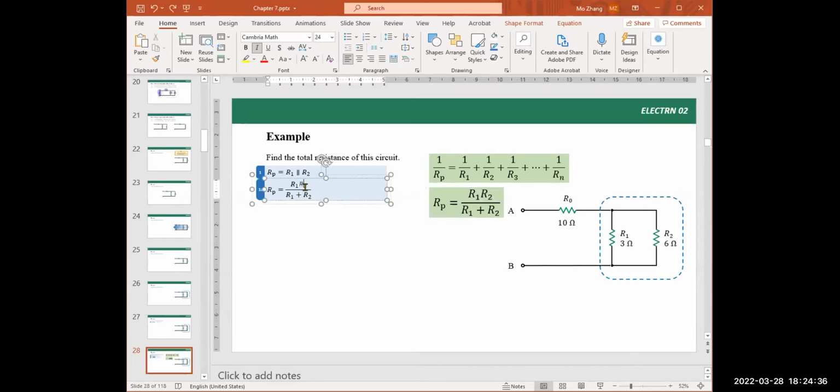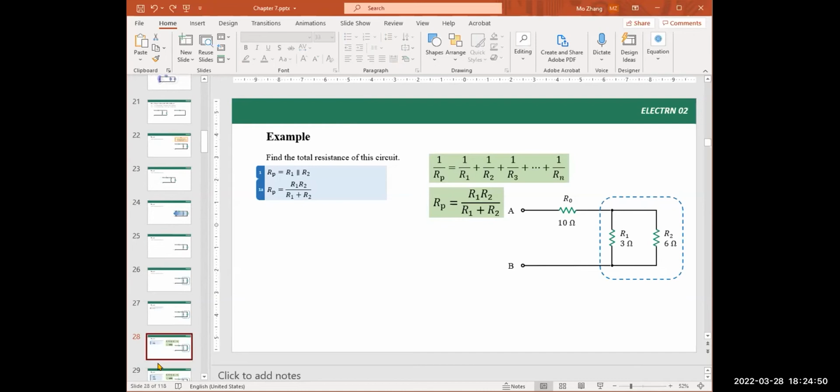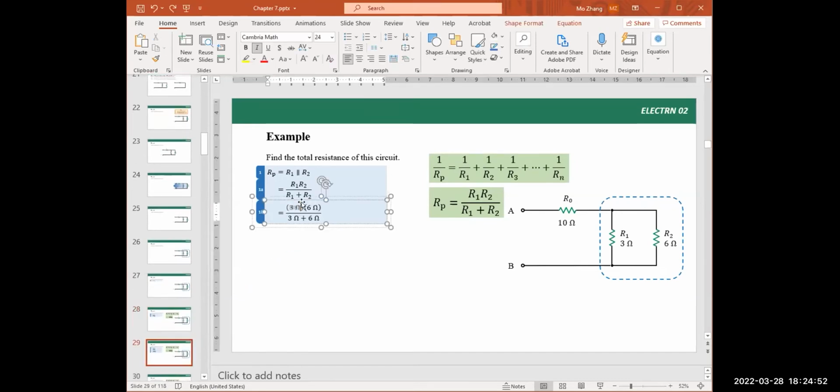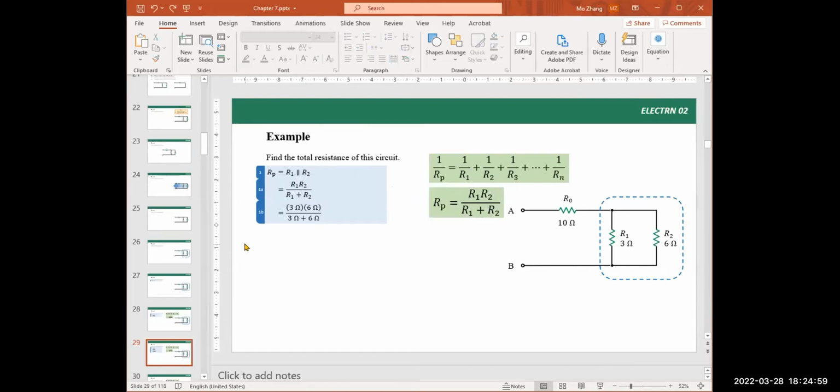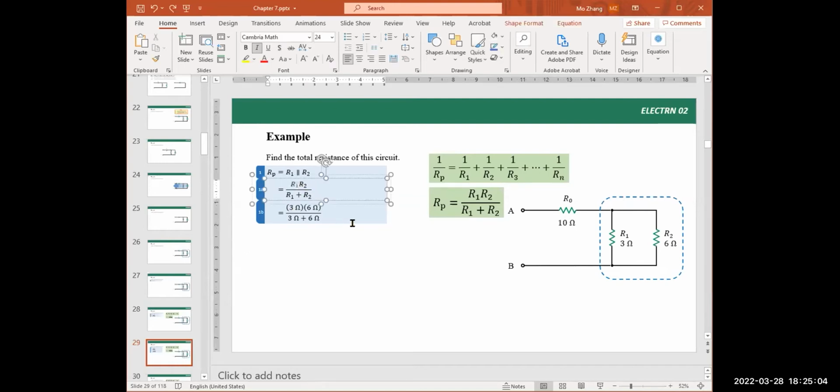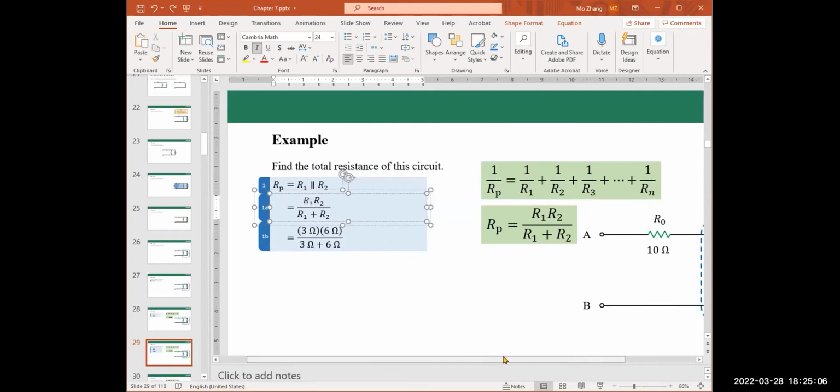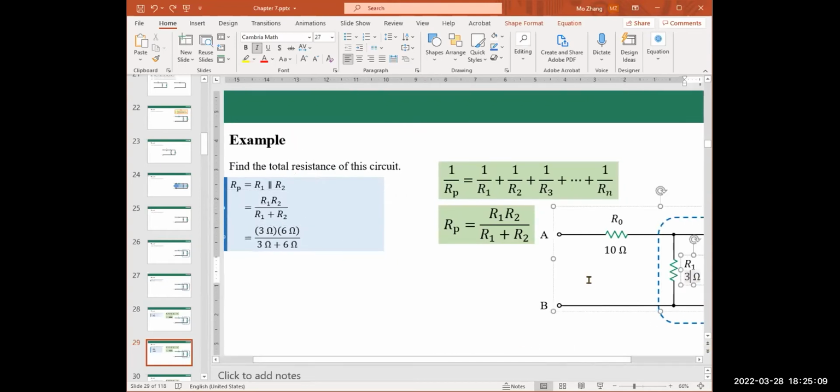So here I just pick the shortcut formula. For anyone who prefers the first one, feel free to use it. That can also get a correct answer. To me, it just has more calculation steps. If you pick the second one, the shortcut formula, the next step is to plug in the values. In this case, the first resistor R1 is 3 ohm.